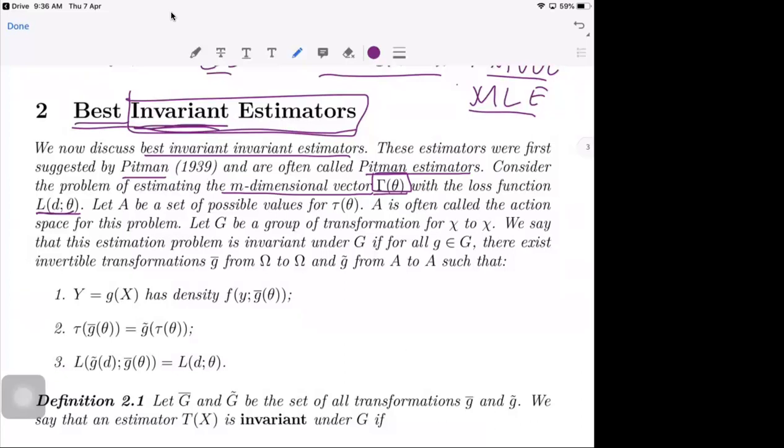Okay, so let's recall the Mahalanobis loss function, or in general, what is a loss function. That was chapter 4 or chapter 3. Chapter 3 maybe. Chapter 3. Okay.